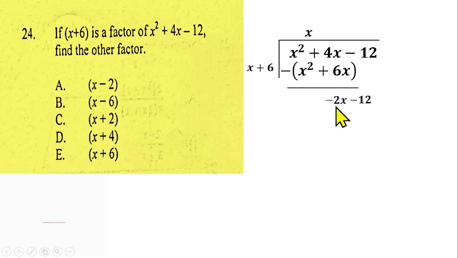Again, x in minus 2x will give us a minus 2. So that means the answer here is going to be minus 2. Then this minus 2 will now multiply this divisor. So you have minus 2 times x, that will give us a minus 2x.